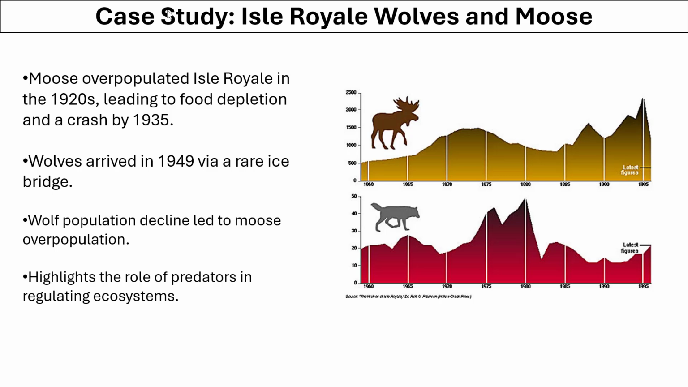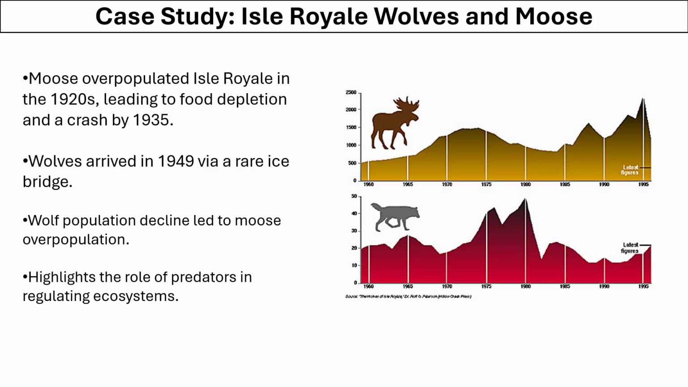So the Isle Royale area was overpopulated by moose in the 1920s. That led to severe depletion of food resources and a crash by 1935. Wolves came to the Michigan area from Canada in 1945 through an ice bridge. When these wolves came into the area, they started killing the moose, and the moose population went down. But eventually, because now the wolf population had run out of food resources, their population also started declining.